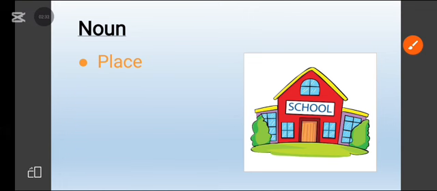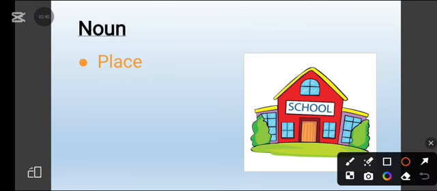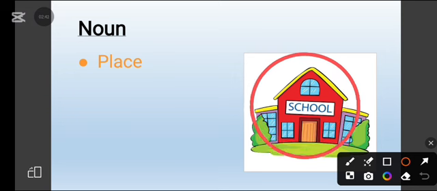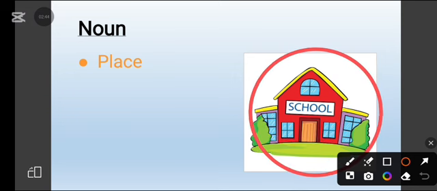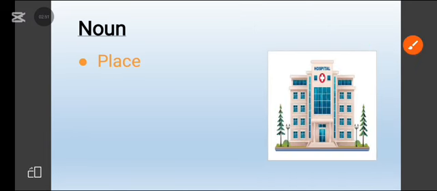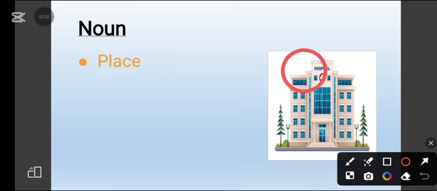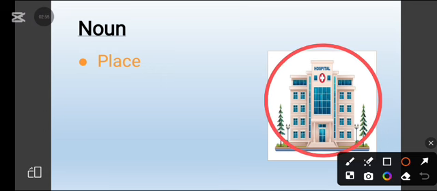Okay, the next one is name of place. Noun could be name of a place. Here you can see the picture. It's of a school. This picture is of a school. School is also a place where we study. Okay, here you can see the picture of a hospital. When we get ill, when we are not feeling well, then we go to the hospital for treatment. So hospital is a place.